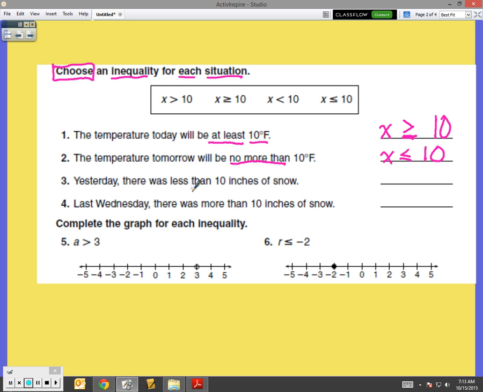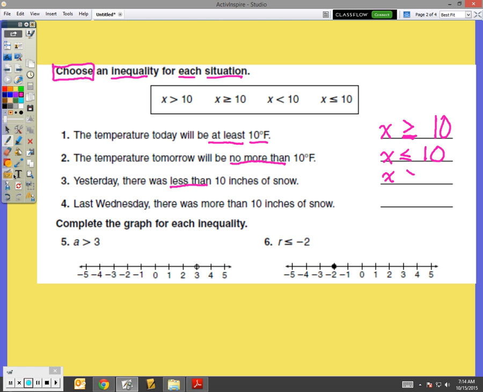Next one. Yesterday there was less than 10 inches of snow. Well, that's not bad. X has to be, oops, I was almost going to put greater than. It's that easy to make a mistake. X is going to be less than 10. And then finally, last Wednesday there was more than 10 inches of snow. More than, so it'd be X is more than 10. Now 10 would not make this true. 10 is not more than 10. So that's why we don't have it underlined.